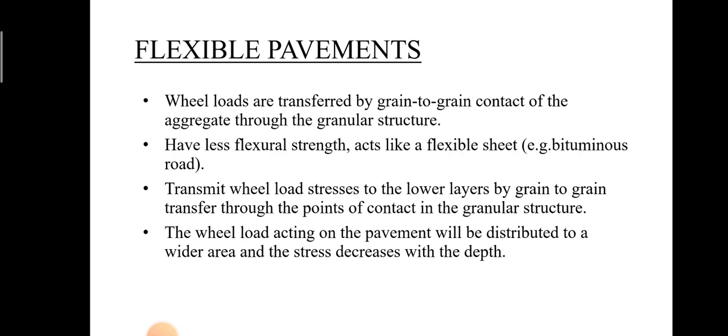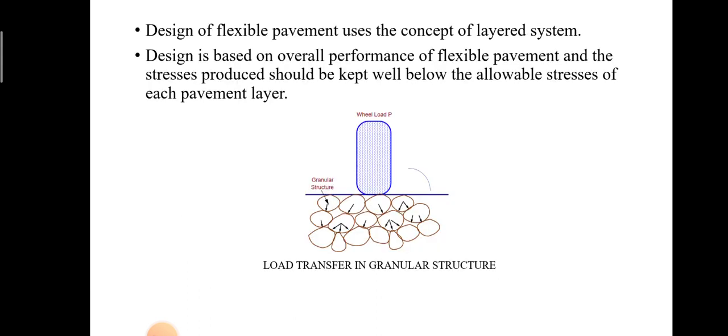Example, bituminous road. Here, the pavement transmits wheel load stresses to the lower layers by grain to grain transfer through the points of contact in the granular structure. The wheel load acting on the pavement will be distributed to a wider area, and the stresses decrease with depth.